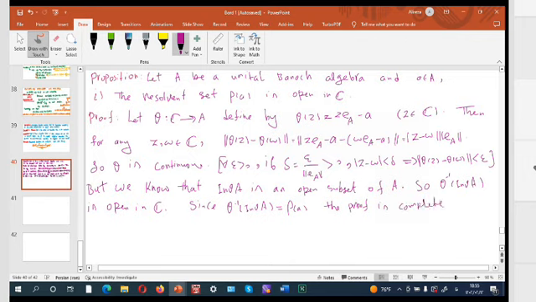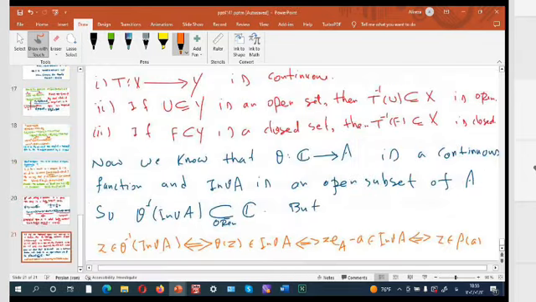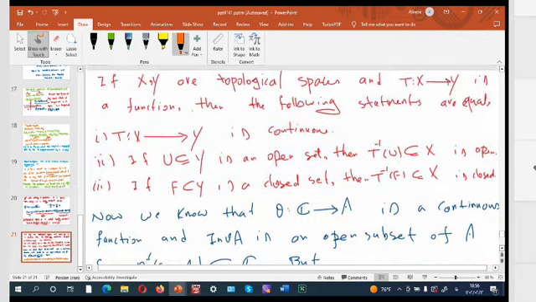Okay? You know that for any continuous function, the inverse image of any open set must be open. I write this for you. If T from X to Y is continuous, then for any open subset of Y, the inverse image of this under T must be open, and also the inverse image of any closed set must be closed. These statements are equivalent, okay? If X and Y are topological spaces and T from X to Y is a function, then the following are equivalent: T is continuous, the inverse image of any open set is open, and the inverse image of any closed set is closed. Now we know that theta is a continuous function.